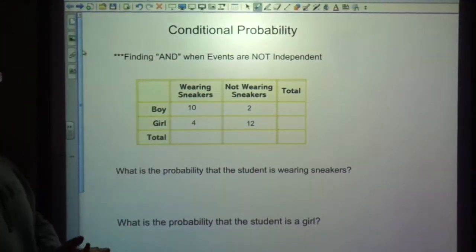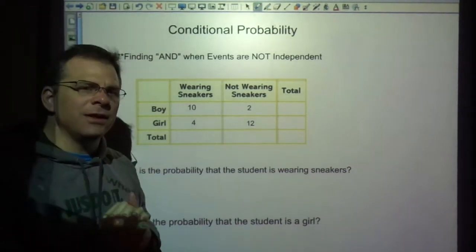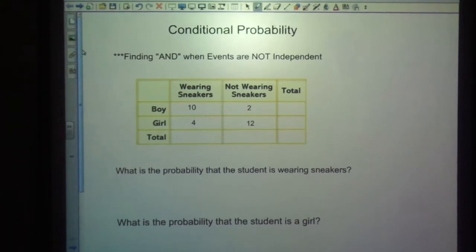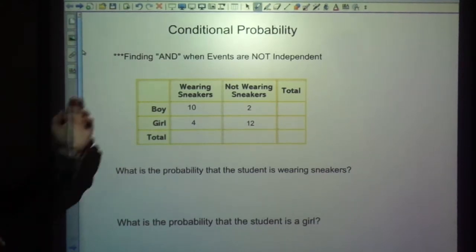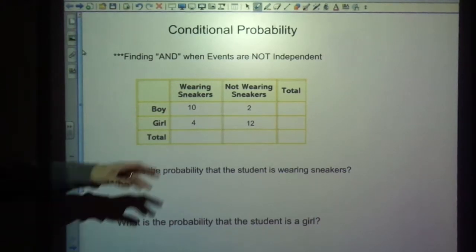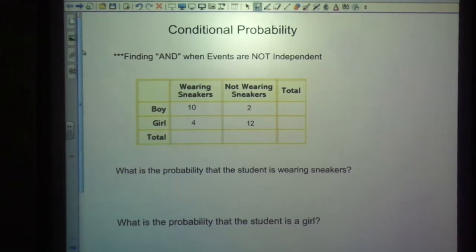Here we're going to look at how to find probabilities when the events may not be independent. Consider some data from a previous class. We tallied how many boys in the class were wearing sneakers, how many girls in the class were wearing sneakers like tennis shoes, and how many were not wearing sneakers, like sandals or flip-flops.